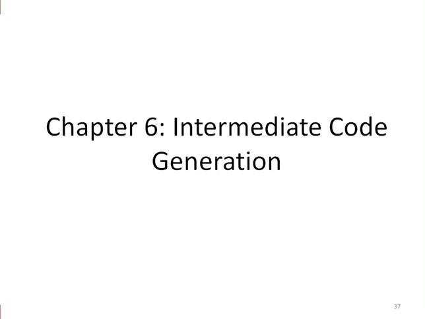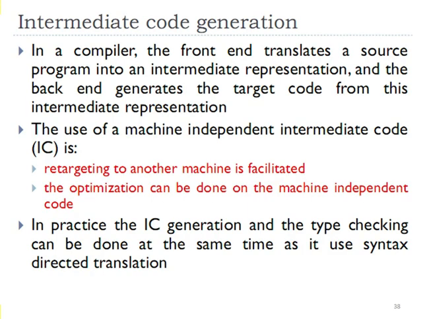As its name implies, it is a code that is generated before the target code is generated from the source code. So in between the source code and the target code, another representation is required, and that representation we call an intermediate code. That intermediate code generation is very important in the translation process, the compilation process.